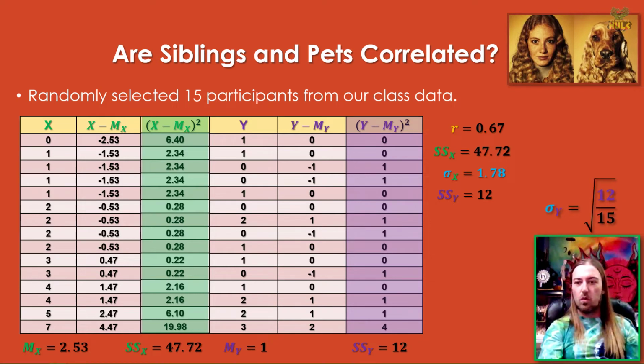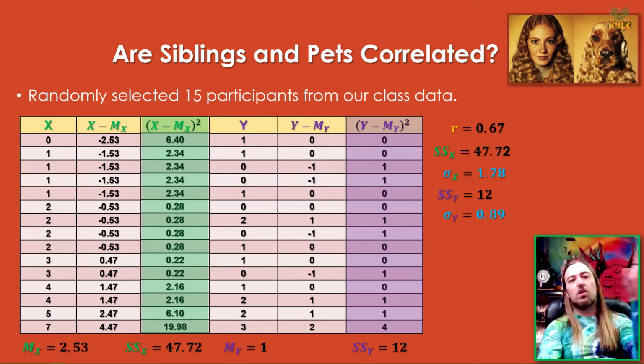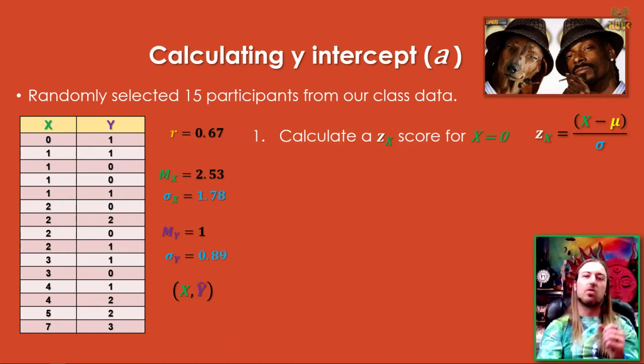Now we can do it for y. 12 divided by 15 is going to give us a standard deviation of y of 0.89. So now we have standard deviation of x, standard deviation of y. We need that because we're going to use it when we calculate our regression equation. So let's do that. Now we need to calculate our regression equation.